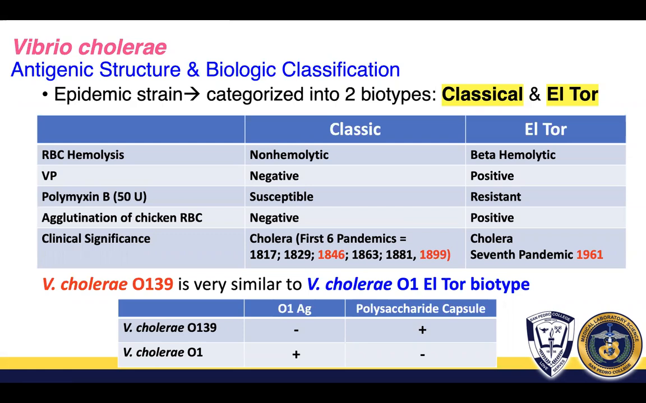To differentiate them, you can perform RBC hemolysis. The classical strain of O1 is responsible for pandemics in the past. They are non-hemolytic on blood agar plate, Voges-Proskauer negative, polymyxin B susceptible, and they cannot agglutinate chicken RBCs. Whereas the El Tor strain is responsible for the recent pandemics.